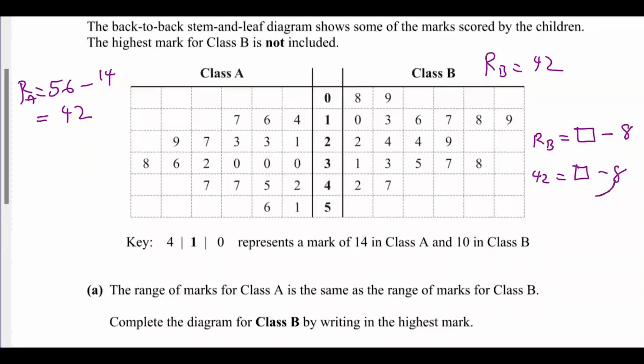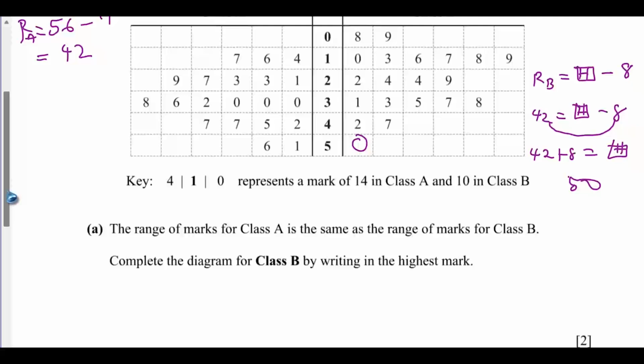So that means we can collect like terms. We have 42 plus 8 equals the box. Don't forget, the box represents the highest. If you like, you can put H there to denote the highest mark. So this will be 50, which means the highest mark will be 50. To complete the diagram now, we have 5 here, so we put 0 here. So that is 5 0 for 50, because 1 0 is 10, 5 0 will be 50. So that is how to complete that.